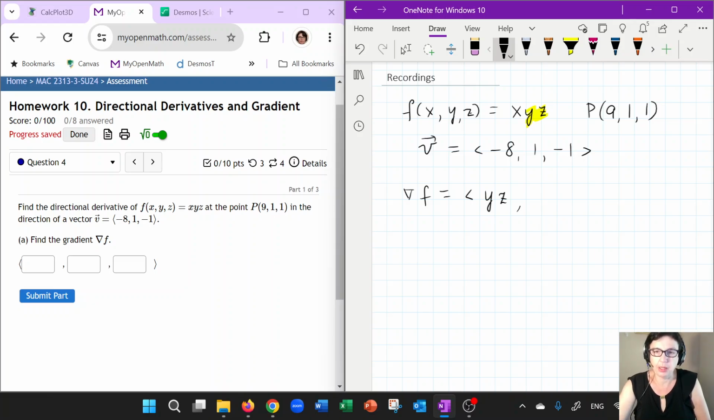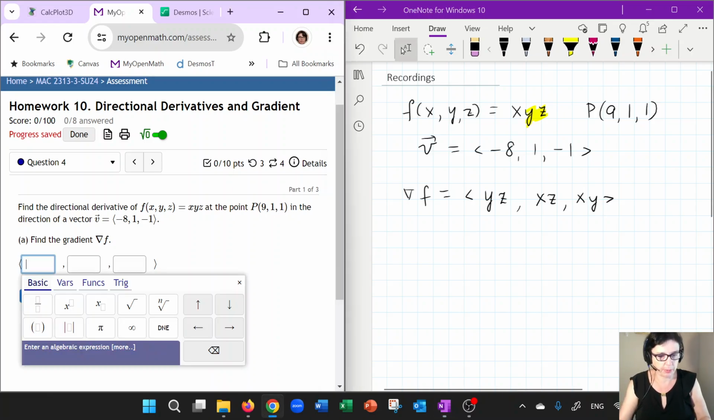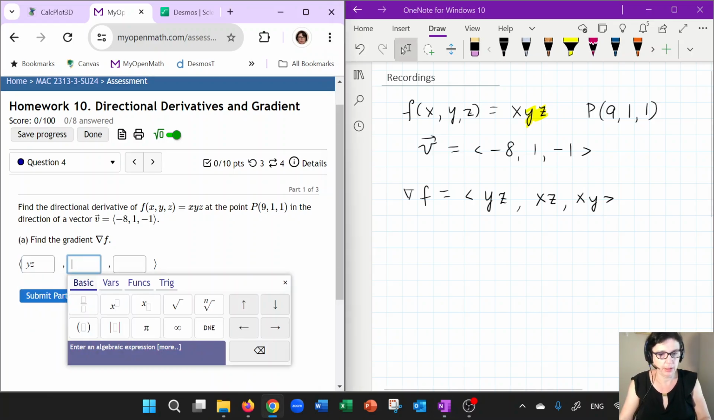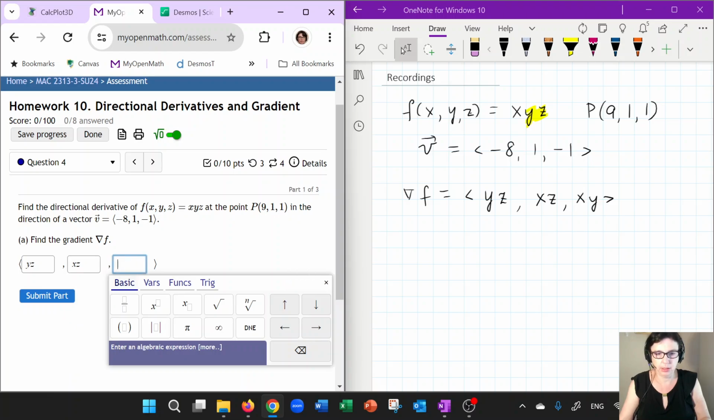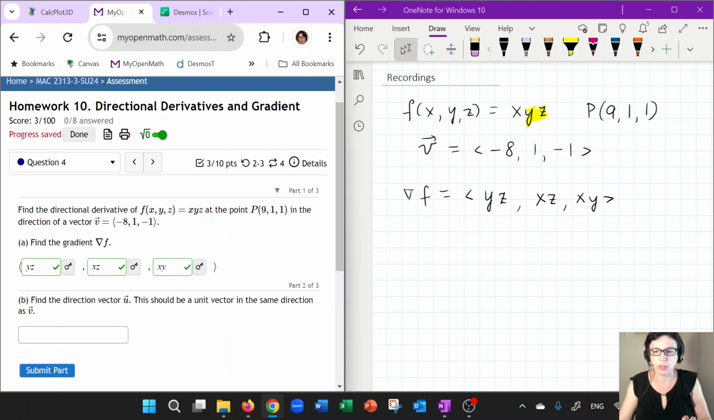Now, similarly, if you are taking the derivative with respect to y, then x and z are numbers, so it'll be xz. Finally, you'll probably already understand that derivative with respect to z would be x times y. So this is what the gradient is, and it's a vector. All right, so let's just plug that in here and see. Okay, so that checks it for us. All right, so that's correct.